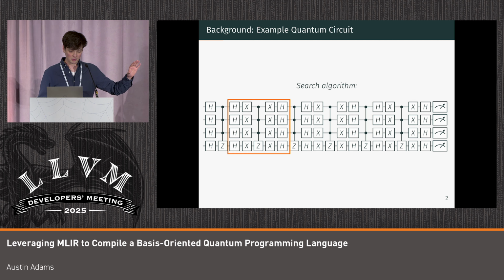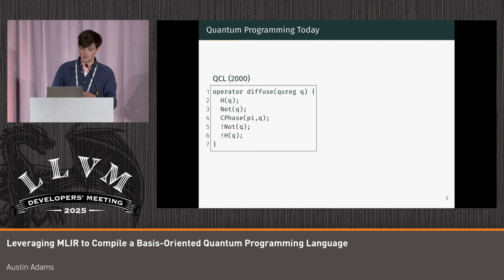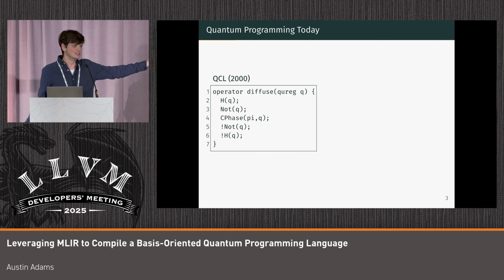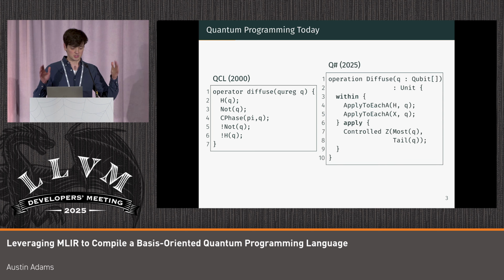And I want to hone in on this particular part here that I've circled and show you how you write that piece of the circuit in mainstream popular quantum programming languages today. So as of the year 2000, you might write something like this in QCL. It's the first quantum programming language that I know of. And then in a programming language with commercial backing and support today, you might write something like this. And in my opinion, it's pretty similar, okay?